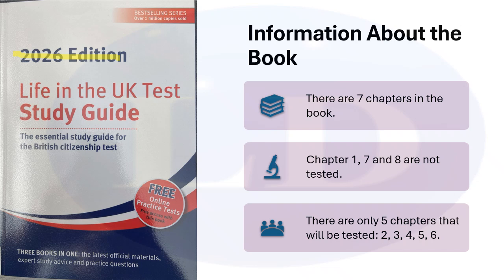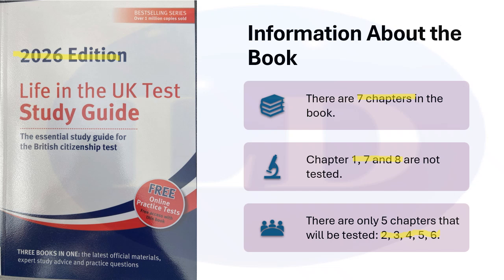Now, in the book there are 7 chapters. Chapter numbers 1, 7, and 8 are not tested, which means that you will only be tested in 5 chapters. The Life in the UK test will come from only 5 chapters, which are chapter numbers 2, 3, 4, 5, and 6.